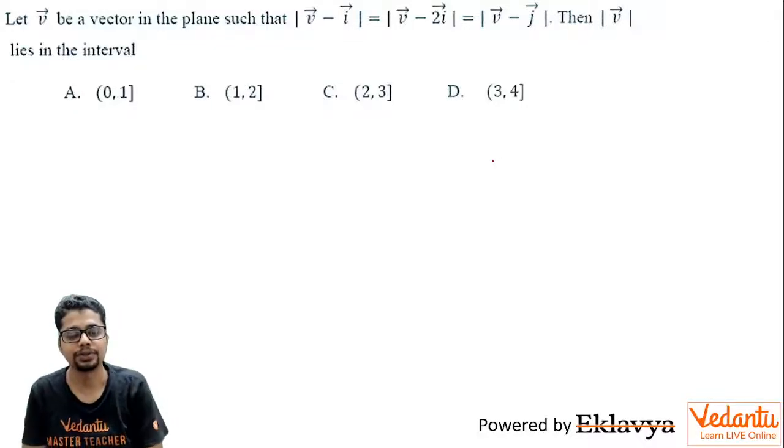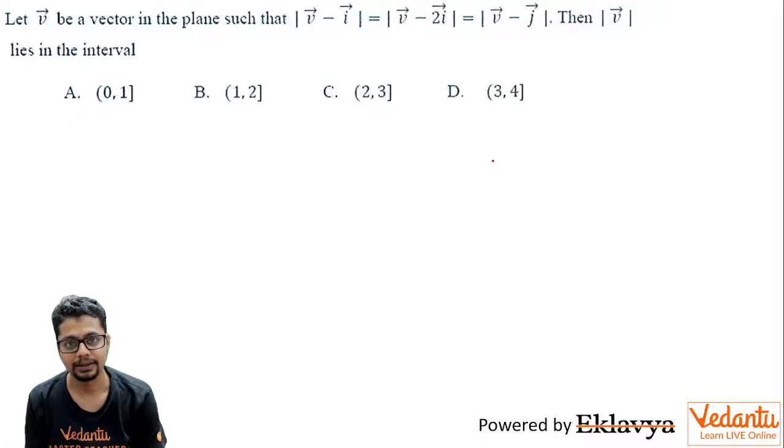Hi everyone, the question is, let v vector be a vector in the plane such that mod v vector minus i vector is equal to mod v vector minus 2i vector is equal to mod v vector minus j vector, where mod essentially is about the magnitude of these respective vectors inside this so-called mod. Then magnitude of v vector lies in the interval. This mod essentially means magnitude.